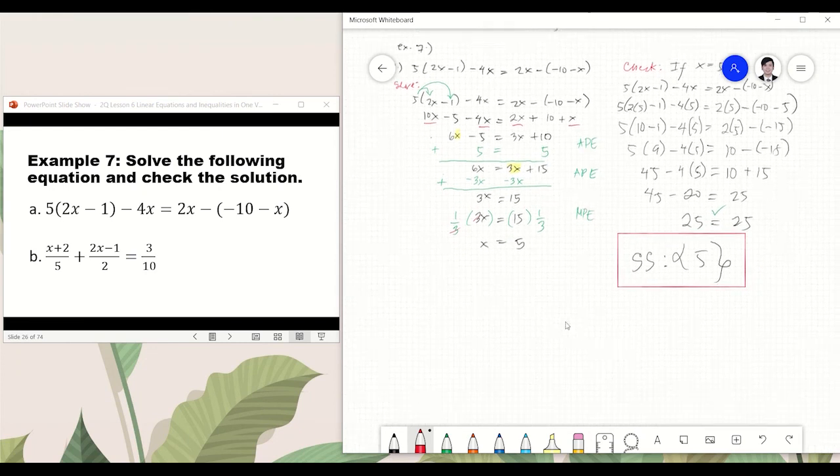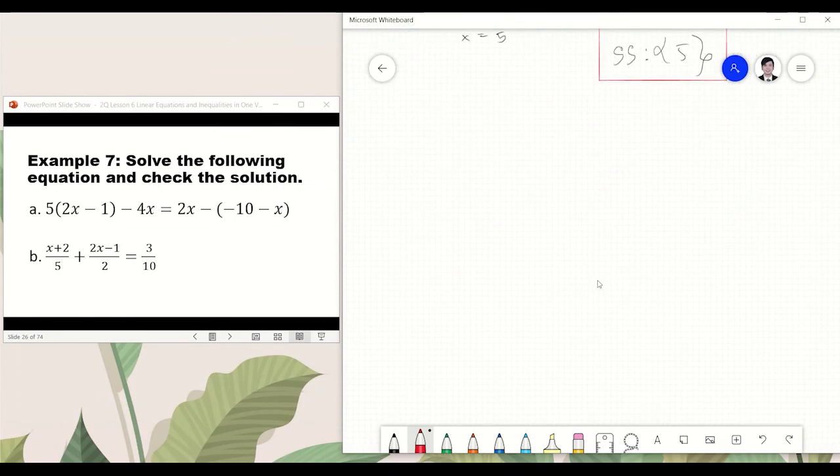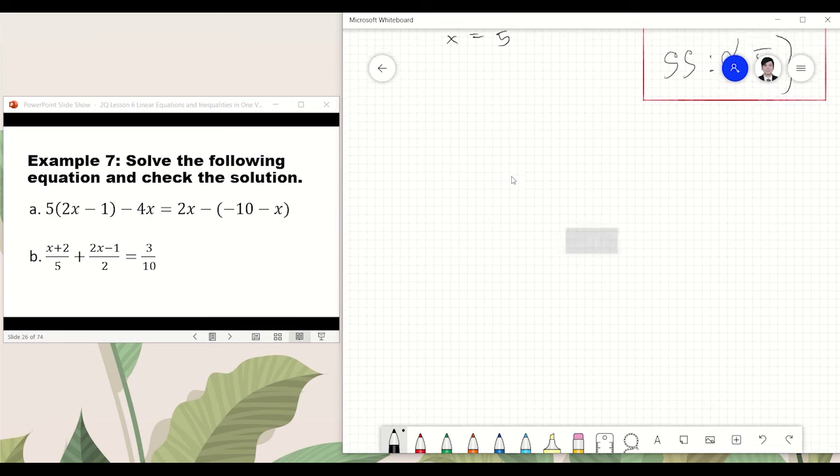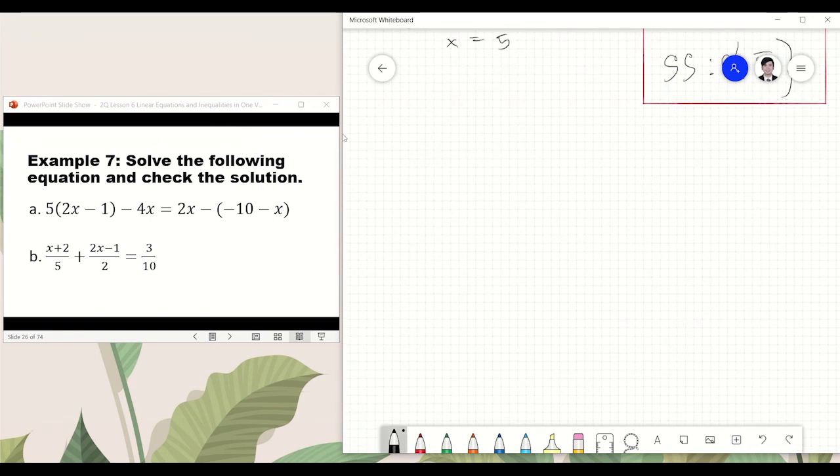Okay. So punta naman tayo sa ating B. Ito yung challenge. Medyo challenging. What if meron tayong mga fractions? Okay, teka lang. Ito na lang. So we have x plus 2 all over 5 plus 2x minus 1 all over 2 is equals to 3 over 10.